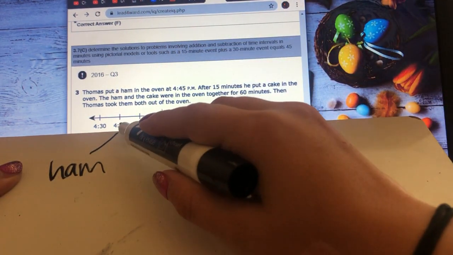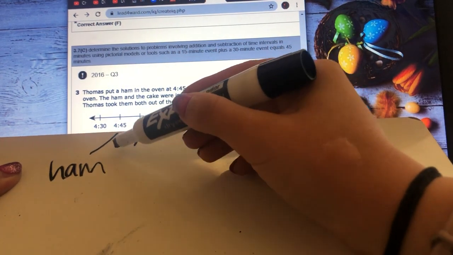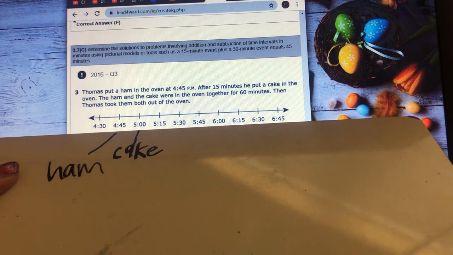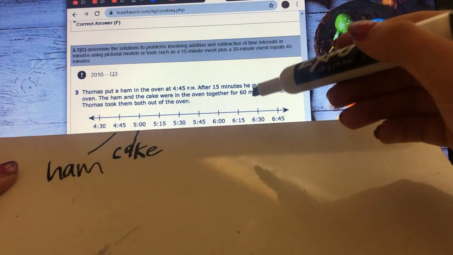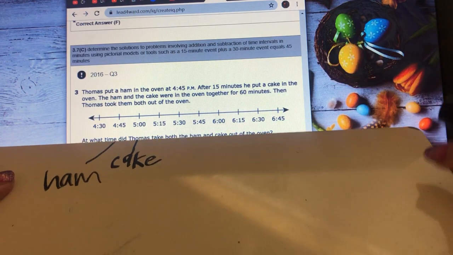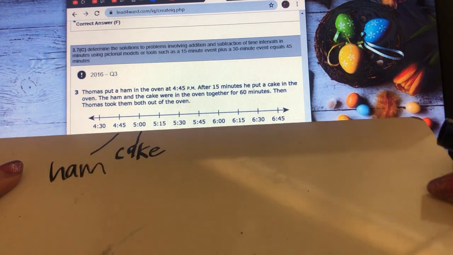So 4:45 to 5 o'clock, that's 15 minutes had passed. So the cake went in at 15 minutes later. Then they stayed in the oven for 60 minutes. All right, he took them both out. At what time did Thomas take both the ham and the cake out of the oven?